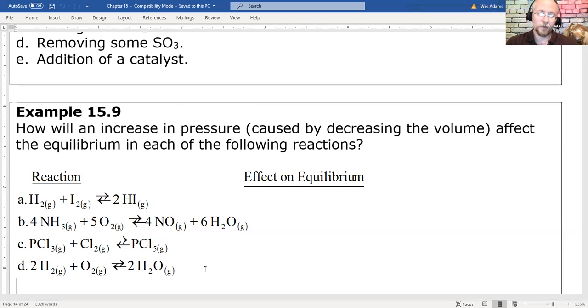PCl3 plus Cl2 goes to PCl5. There are fewer moles on the product side in C, so it's going to shift towards those fewer moles, or the product side. 2H2 plus O2 going to 2H2O in the gas phase. Looks like there are fewer moles of gas on the product side, so it's going to shift towards products. And so that was a brief description of Le Chatelier's principle and how things will shift.